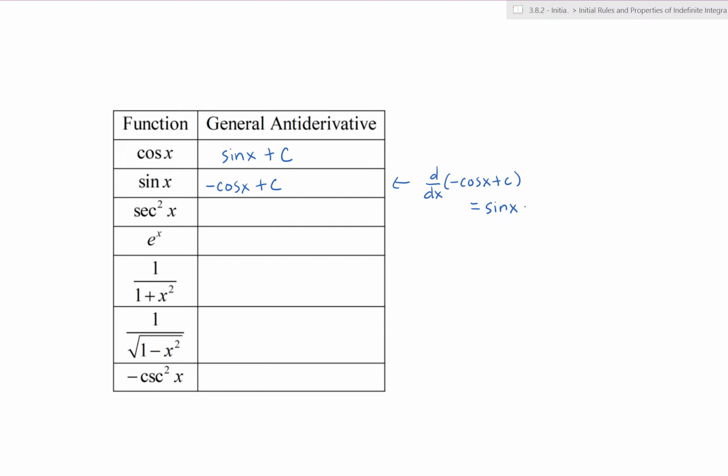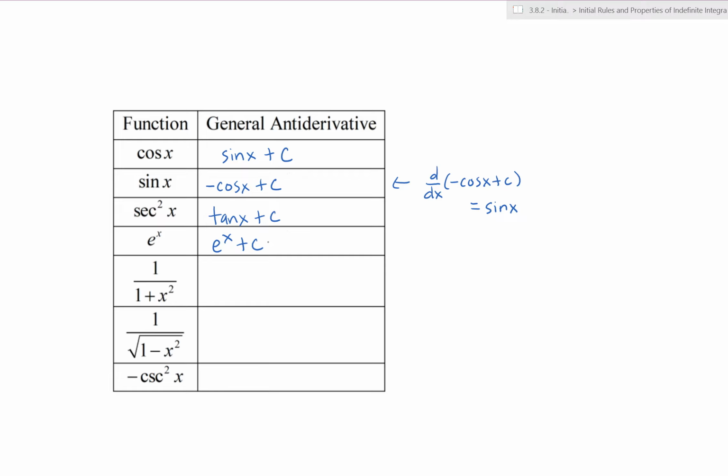Secant squared x, what is its general antiderivative? Well, that would be the tangent function. Tangent of x plus c, the derivative of the tangent function is the secant squared function. How about e to the x? That might be the best of them all, huh? That would just be e to the x plus a constant, since the derivative of e to the x is e to the x, like so.